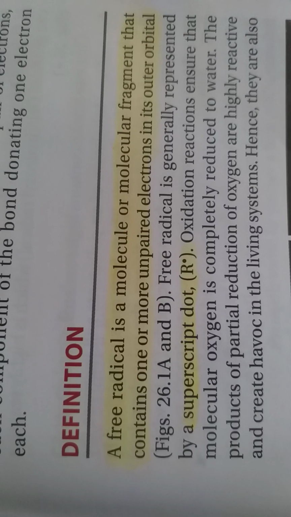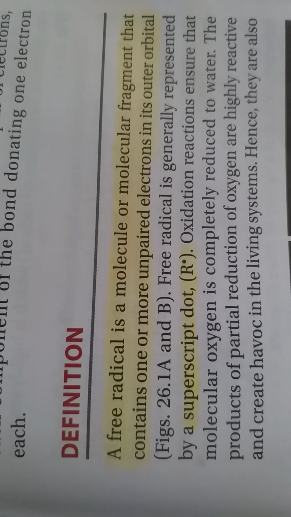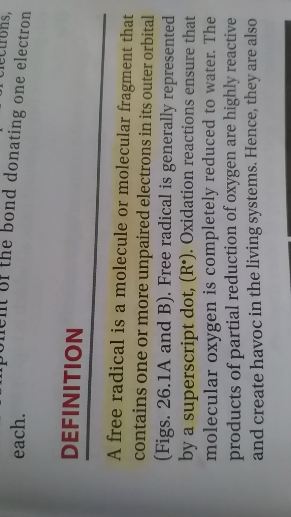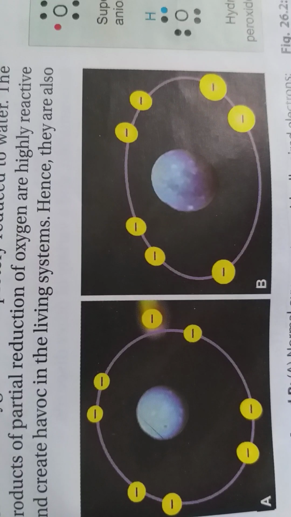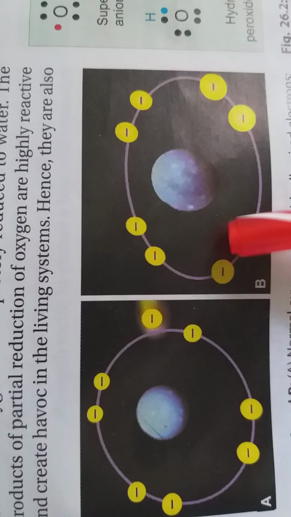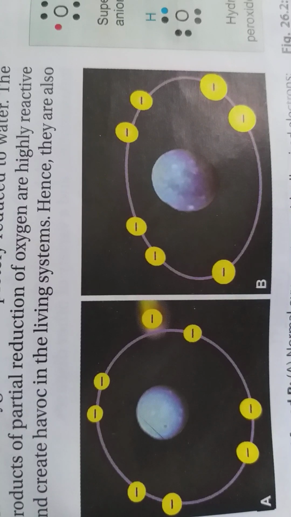In this video, I'll be discussing free radicals and their generation. Let's first begin with the definition of a free radical. A free radical is a molecule or molecular fragment that contains one or more unpaired electrons in its outer orbital. It is represented by a superscript dot. In this figure, you can see a free radical with an unpaired electron in its outermost orbital.